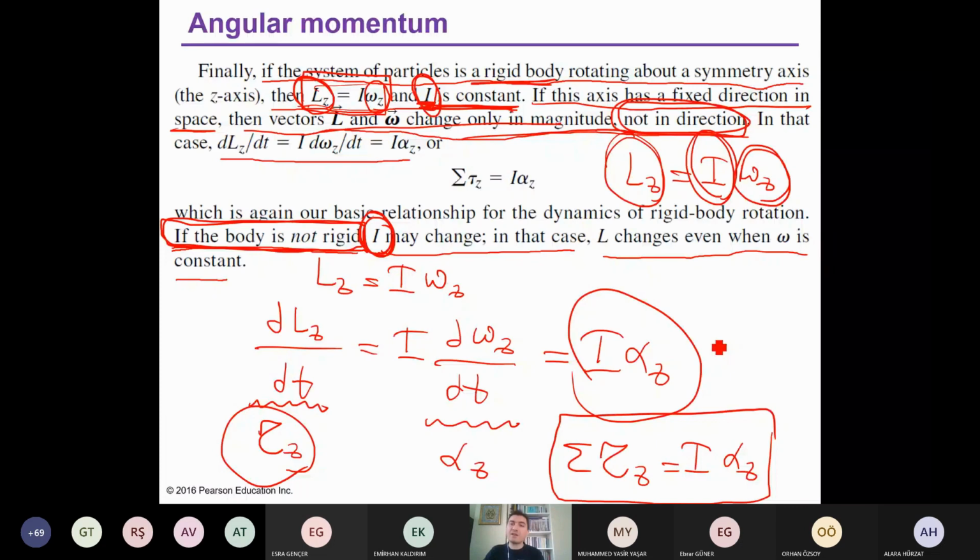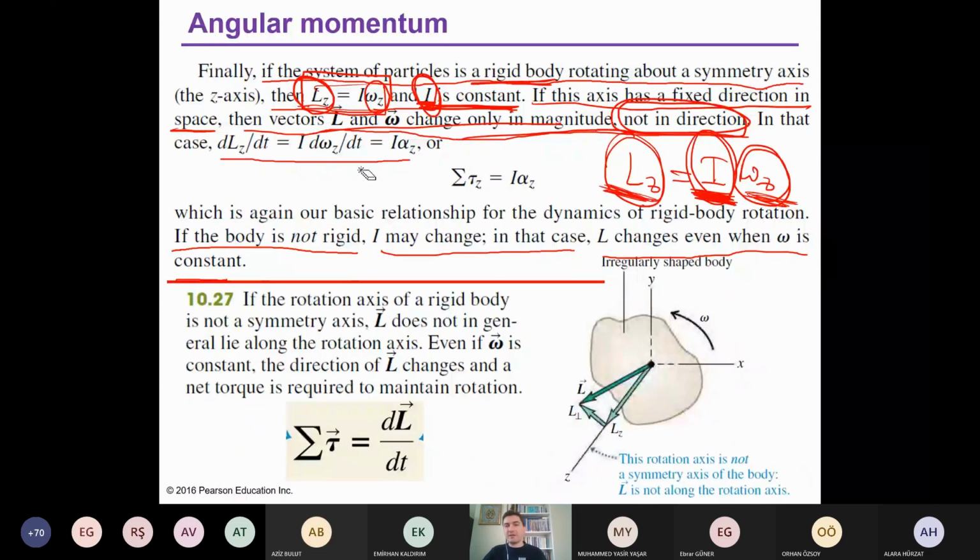Then even if this is constant, this angular momentum can be changed due to the non-rigid body. Do you have any question? Okay, here I will discuss another situation.